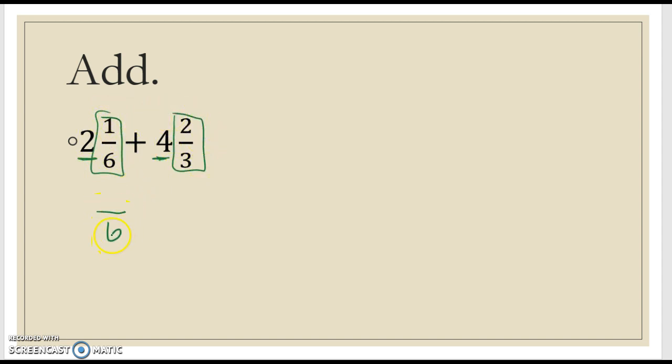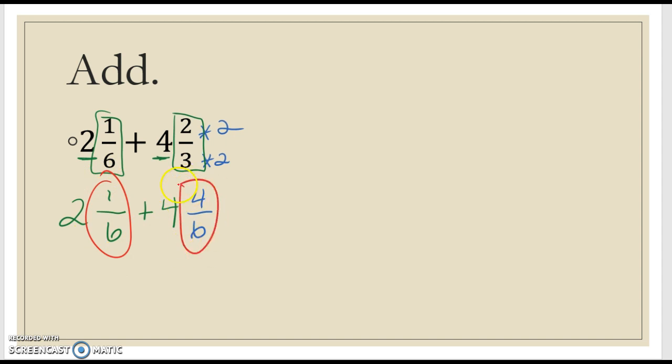Common denominator would be 6. So I'm going to leave that first one the same. And then my second one, I'm going to multiply by 2, so I have to do the same thing to the numerator. So I'm going to have 4 over 6. Then we're just going to add our fractions. So we're adding the numerators in each fraction, and we get 5/6. Our whole numbers, 2 and 4, would be 6. So our final answer here is 6 and 5/6. We're going to go ahead on to subtraction now.